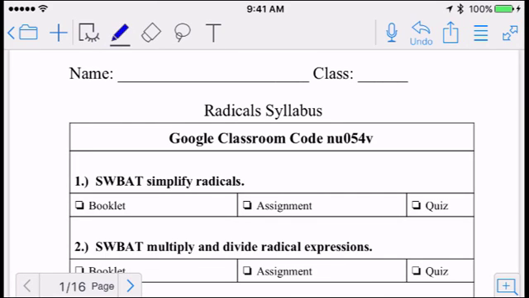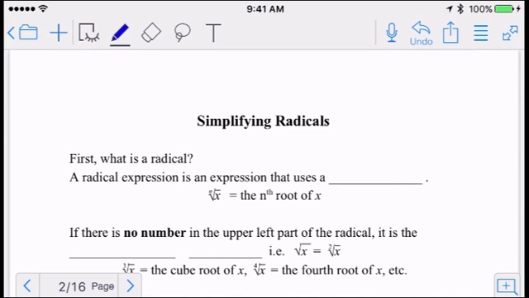Here we are starting Unit 8 about radicals. So today we are just looking at simplifying radicals. So let's hop over to that page. Before we get started, some of you might not remember what a radical is. A radical expression is any expression that uses a root.